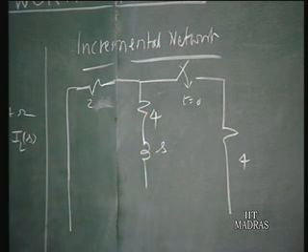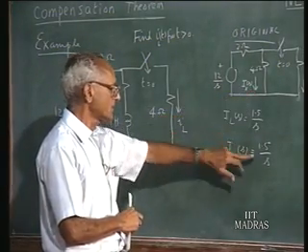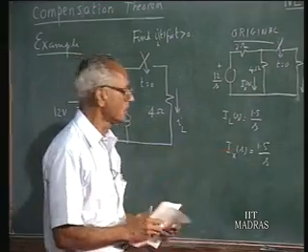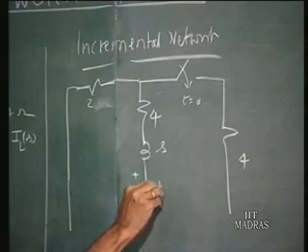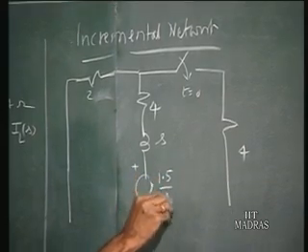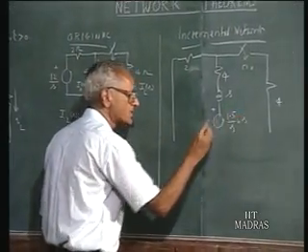Now, the change in the impedance is S, and the original current in the inductance branch is 1.5 by S. So the compensation voltage that you get here is 1.5 by S, that is the original current, multiplied by the change in impedance, which is S. This is the compensating voltage.